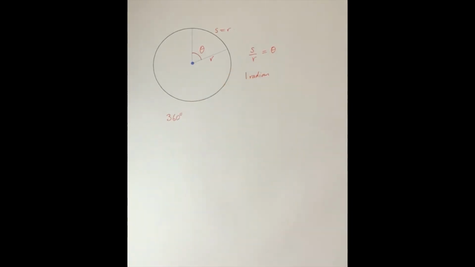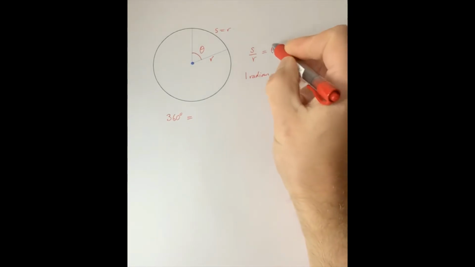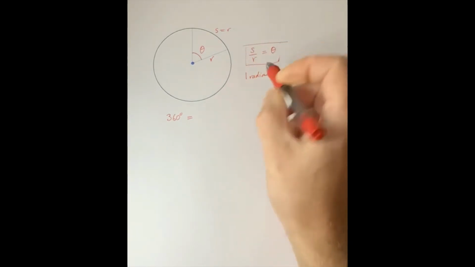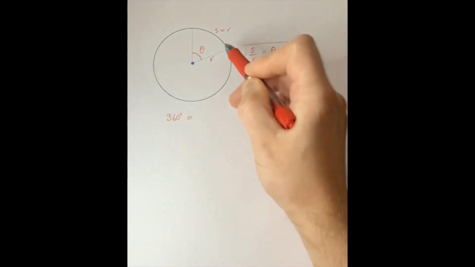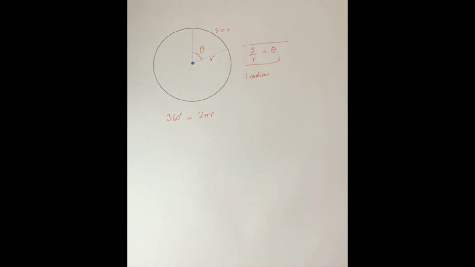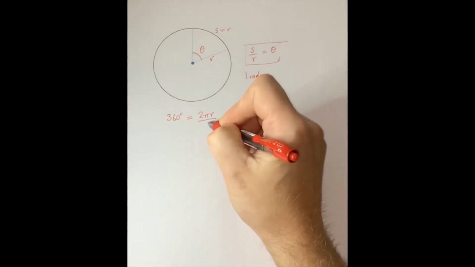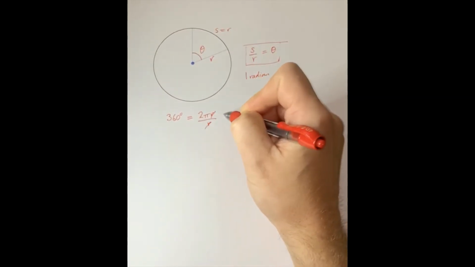If you imagine going all the way around the circle, 360 degrees, well, using this, S would be 2 pi r. That's the circumference of the circle. And if I divide by r, I get 2 pi radians.